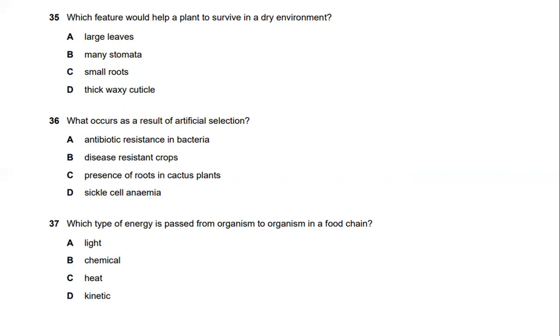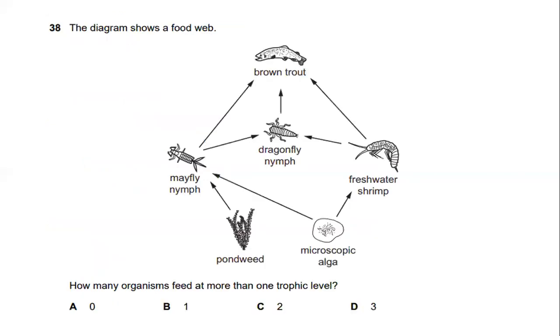36 is B. And which type of energy is passed from organism to organism in a food chain? So this is a direct question and a direct answer, which is chemical, B. And the diagram shows a food web. How many organisms fit at more than one trophic level? This is also a very straight question and answer. You can see from this web is only one. So the answer is B.